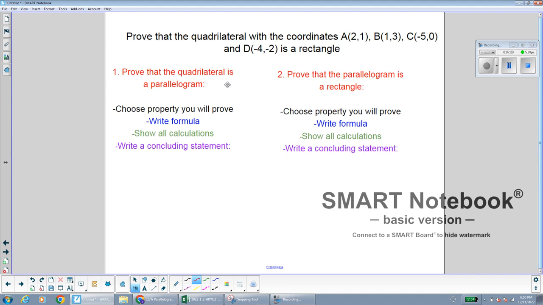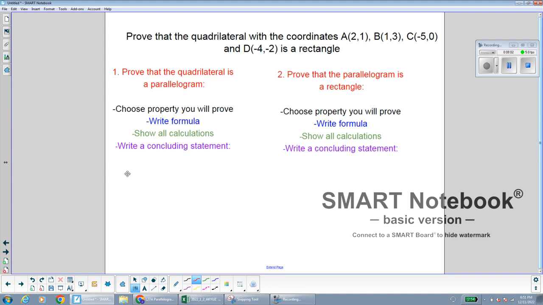So to prove it's a parallelogram, you can choose whichever properties specific to parallelograms that you want to prove. So you can either prove that opposite sides are congruent, that opposite sides are parallel. You can prove that the diagonals bisect each other, or you can prove that one pair of opposite sides is both congruent and parallel. Whichever one of those properties, just one. Write down your formula, show all your calculations, and then end with a concluding statement summarizing what your calculations showed.